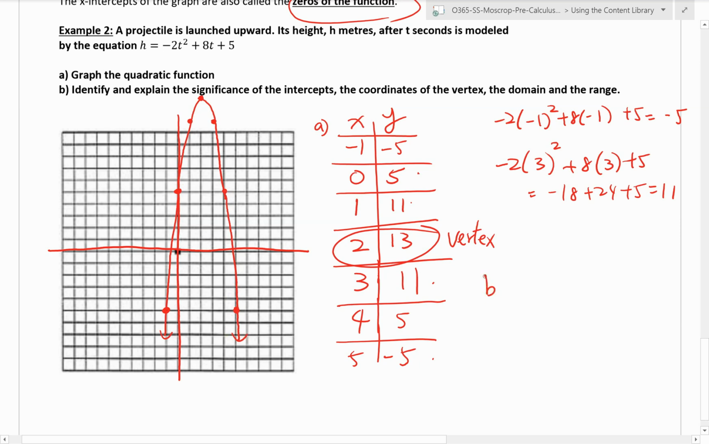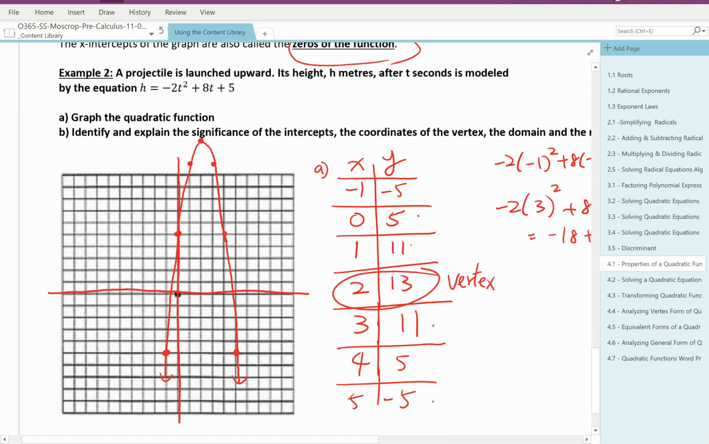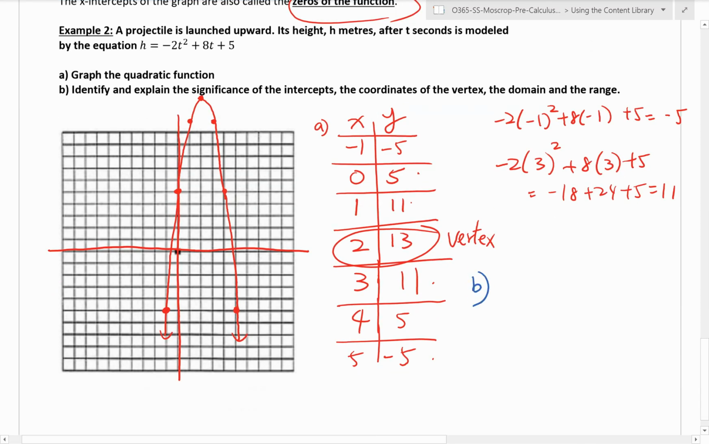Part B, I'll do in blue just to differentiate. A lot of calculations over there. Okay, part B, identify and explain the significance of the intercepts. So we actually have the y-intercept right here. Y-intercept is (0, 5). We have two x-intercepts. However, they are not nice numbers. So what do we do?